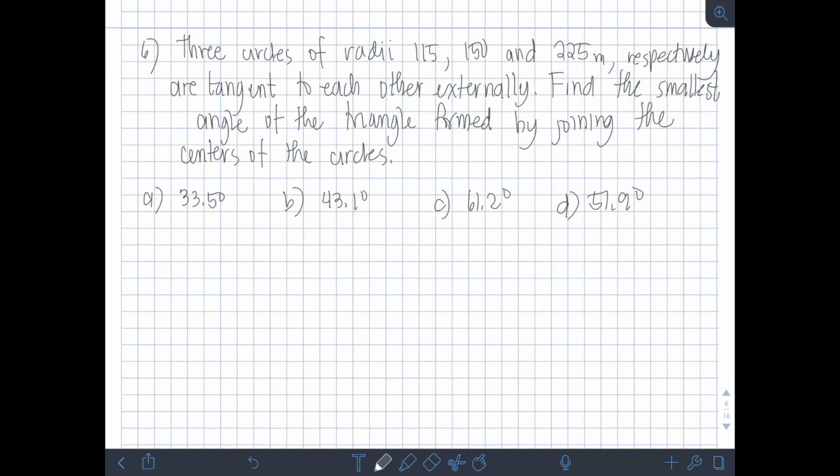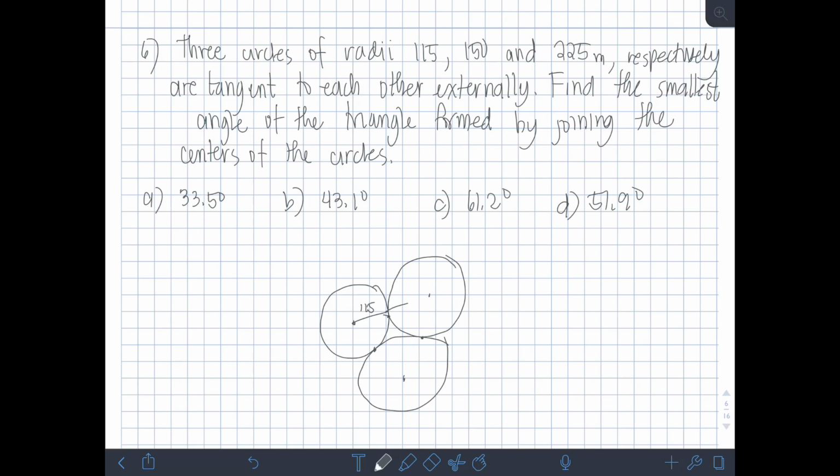Okay? Next, we have 3 circles of radii 115, 150, and 225 meters respectively that are tangent to each other externally. Find the smallest angle of the triangle formed by joining the centers of the circles. Okay, so draw natin. So, meron daw tayong tatlong circles na tangent externally. Ito yung centers nila. So, yung radius daw ng isang circle, yung pinakamaliit muna, itong 115.